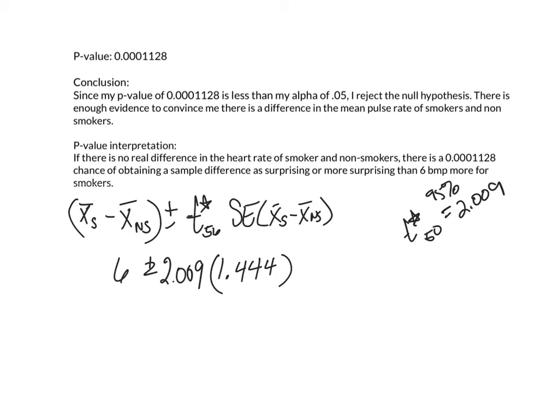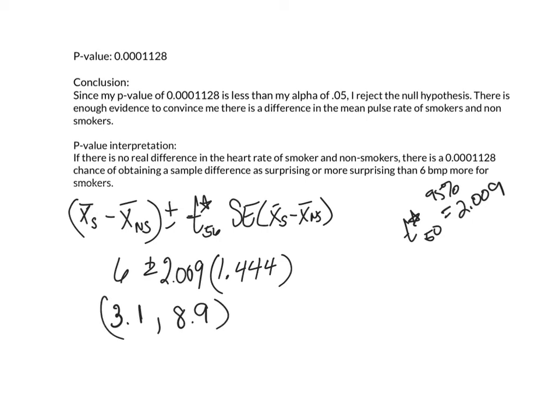And then I can do those calculations. 6 plus 2.009 times 1.444, and 6 minus, so I get 3.0, it's really 3.1 because it's 0.99, so that rounds up, and 8.9.